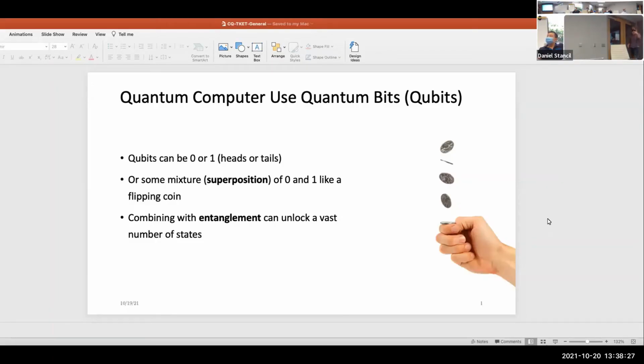So just in case anyone in the audience is not already familiar with quantum computing, the basic idea is that normal computers work with bits, which are just ones and zeros, whereas quantum computers work with quantum bits, or qubits, which can be a 0 and a 1 at the same time. The technical name for this is superposition. And when you combine this with another quantum concept called entanglement, you unlock a vast number of states.